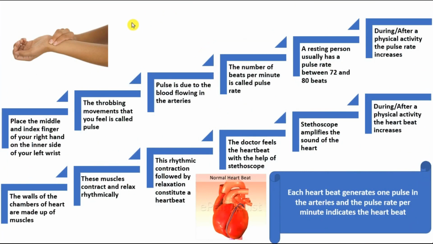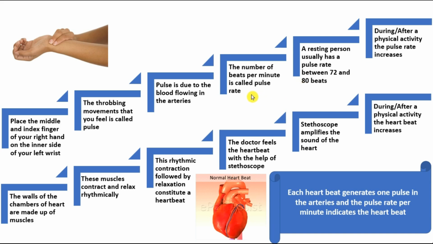Before I end today's video, I have two more important terms of this chapter, the pulse rate and the heartbeat. First, let's see the pulse rate. Place the middle and index finger of your right hand on the inner side of your left wrist. The throbbing movements that you feel is called the pulse. So this is the way to check your pulse. Pulse is due to the blood flowing in the arteries. You know pretty well what an artery is. The number of beats per minute is called the pulse rate per minute.